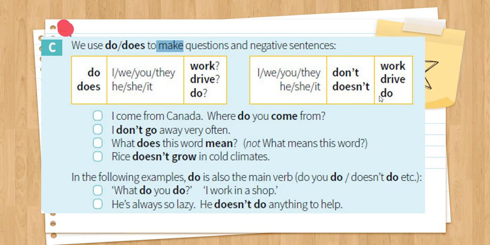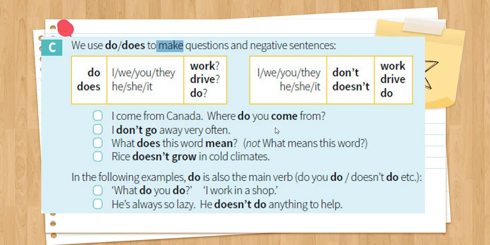She doesn't do her assignment. You don't work in Chitre. We don't work in the afternoon. Okay, remember that. These two things are very, very important. To make questions, you need the auxiliaries do and does, depending on the subject. And to make negative sentences, you need to use don't and doesn't.